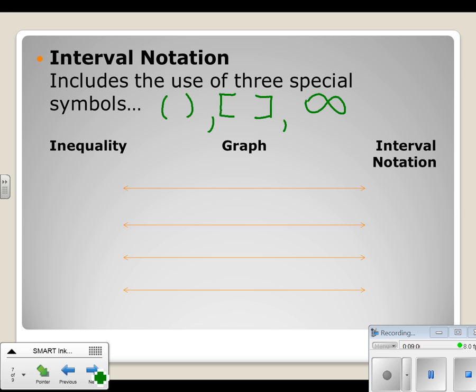I'm using 4 different inequalities here. So I'm going to write the inequality on the left side. X is greater than or equal to 2. X is less than 2. X is greater than 1 but less than or equal to 5. So we have compound. X is less than negative 3, or x is greater than or equal to 4. So the bottom 2 are compound. And so now, in a different color, I'm going to graph them.